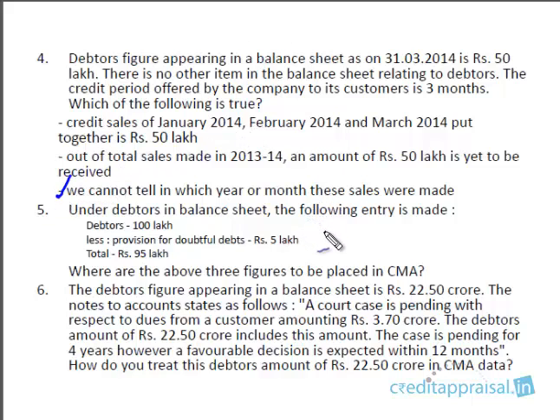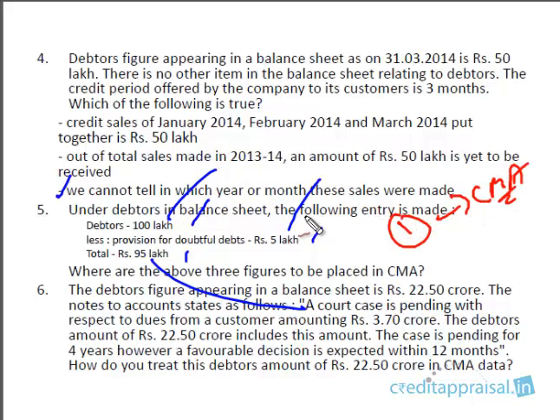So the next question: under debtors in the balance sheet, the following entry is made. Debtors 100 lakhs, less provision for doubtful debts 5 lakhs, and the net figure is 95 lakhs. So where are the above 3 figures to be placed in the CMA data? Where are you going to place this 100 lakhs? Where will this 5 lakhs go and where will this 95 lakhs go? Might be a bit tricky for you. Actually, only one figure goes to the CMA.